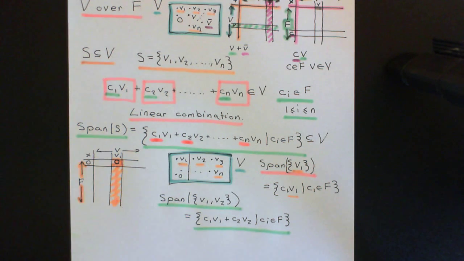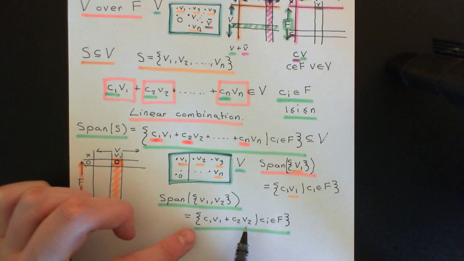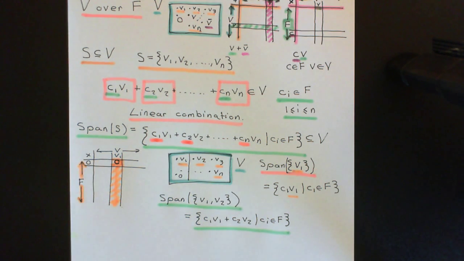Okay, so one of the values it can take on is 0. Now if C2 is equal to 0, then we're still going to have to vary C1 over all elements of the field. But if C2 is 0, then this thing here will just equal the 0 vector, so the answer will just be C1 times V1.